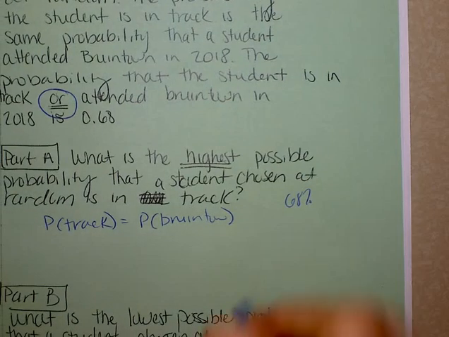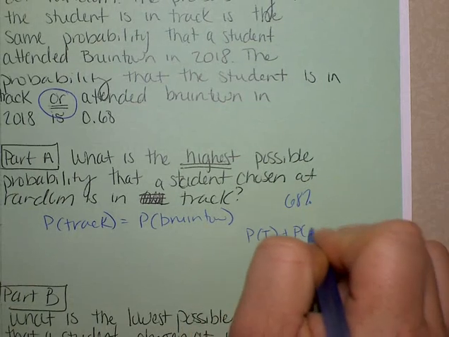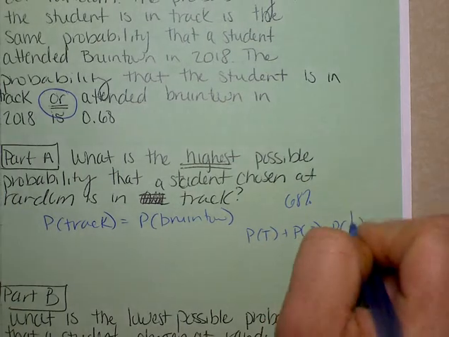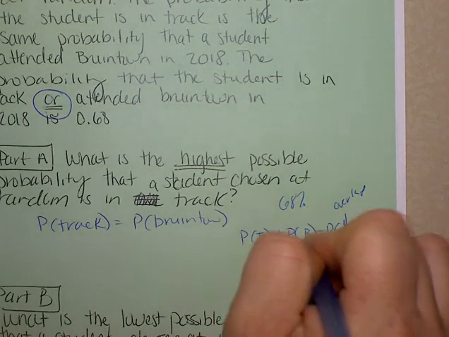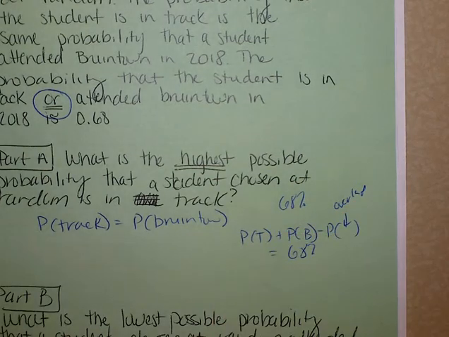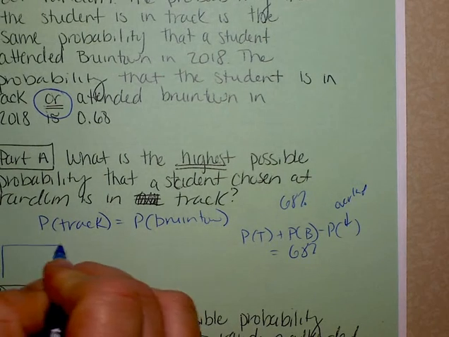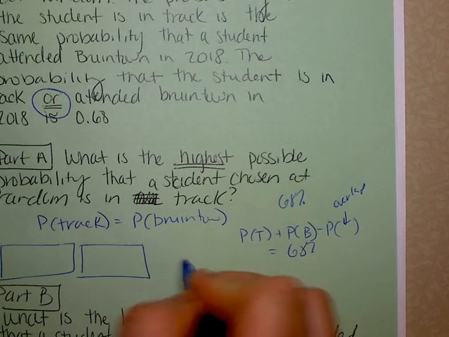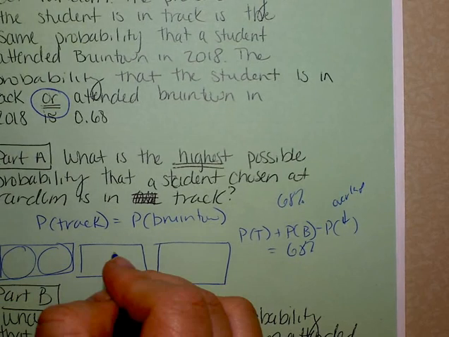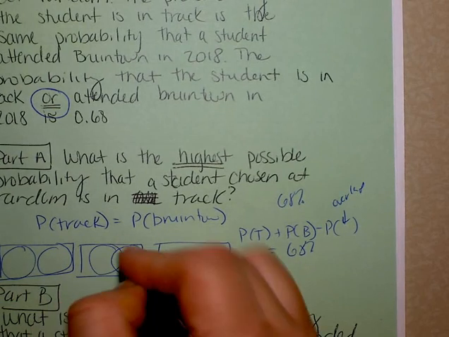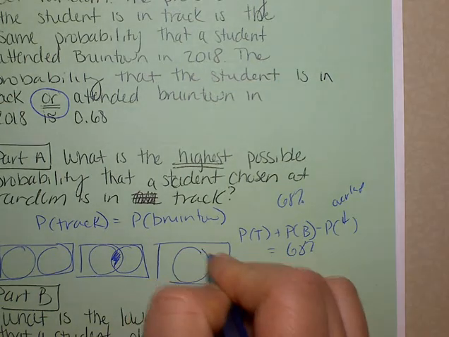So that means when I add them up, probability of track plus probability of Bruintown, subtract where they overlap. That's the and statement. We know that answer is 68%. What is the highest probability? Well, think of it this way. You have three options here, and I'd like you to draw these three boxes. They don't have to be very big. One box looks like this, they're never touching. One box has some overlap, and I'm going to color that in. And one box is, watch this, track, and this is Bruintown.